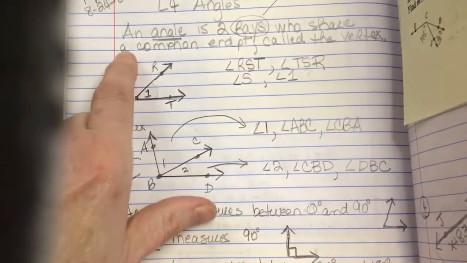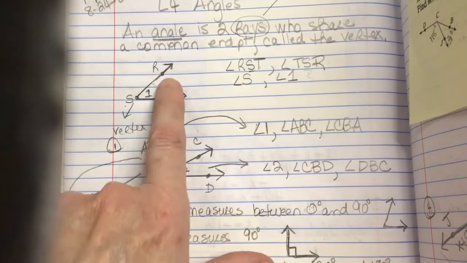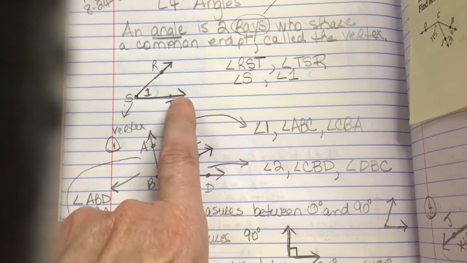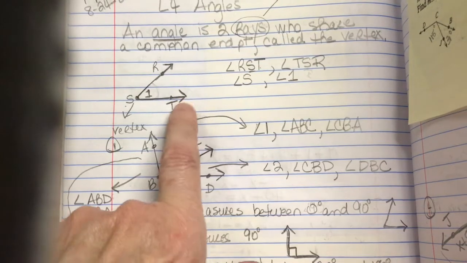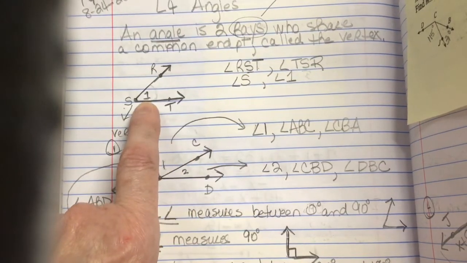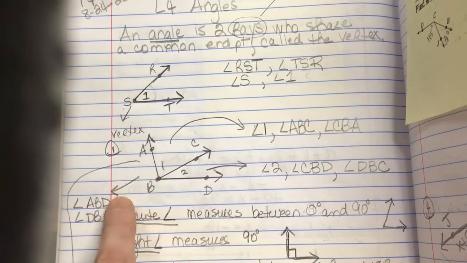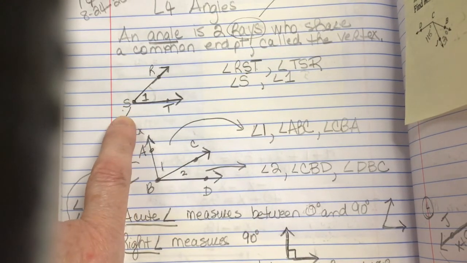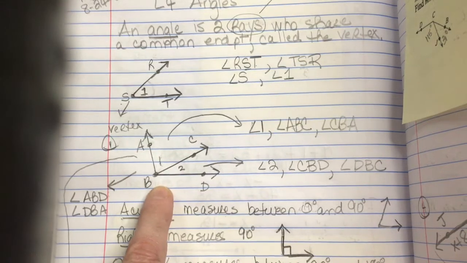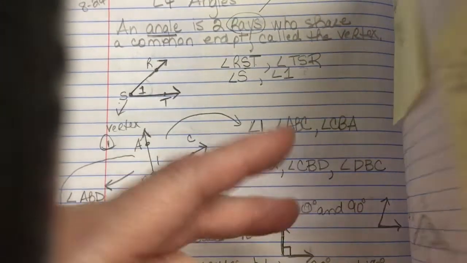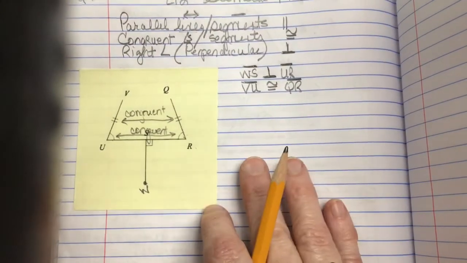Right here. An angle is two rays. We can call it RST. We can call it TSR, we can call it angle 1. I don't think any of these are numbered today. Or we can call it angle S because there's only one angle there. Now remember, when you have one like this, you can't call it angle B, and I think we'll run into that. Now, I would take the easiest route.